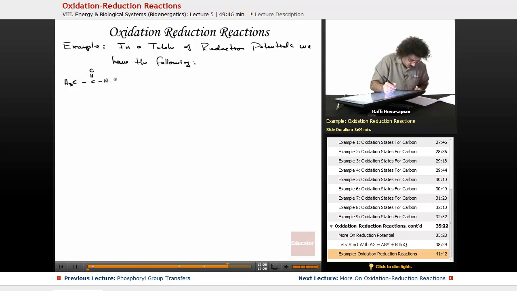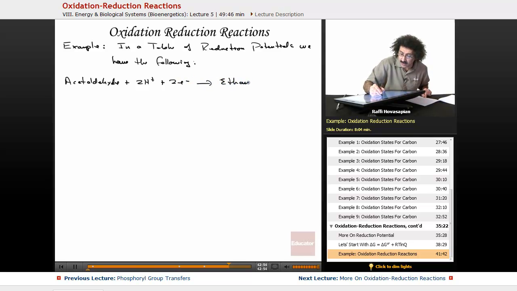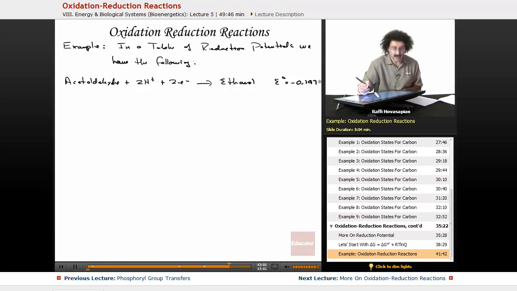H3CCH, this is acetaldehyde, plus 2H plus 2 electrons goes to, you know what, actually I'm going to make this a little bit easier. I'm not going to draw out the structures, I'm just going to write out the words. I think that's better. So we have acetaldehyde plus 2H plus 2 electrons goes to ethanol, and its standard reduction potential happens to be minus 0.197 volts.